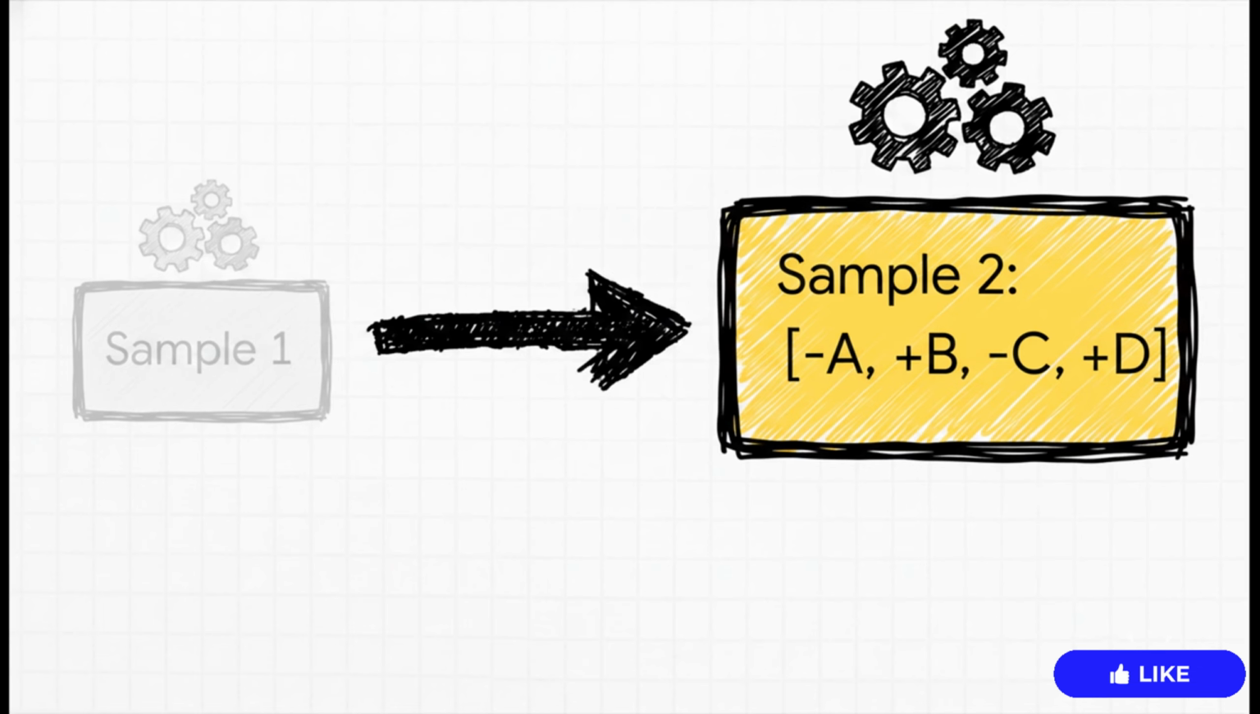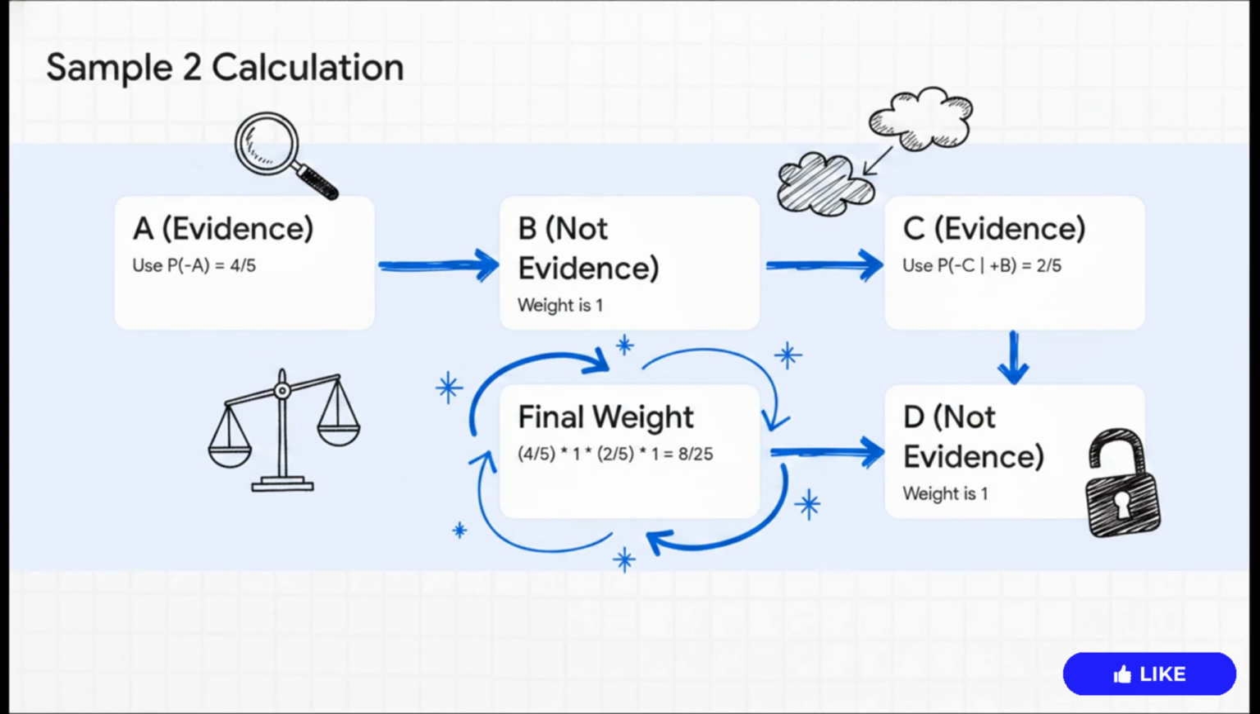Let's do the exact same thing now for sample 2, which is plus A, plus B, minus C, plus D. Okay, the logic is the same, but watch for the one small change here. For A, it's still evidence. It's negative A, so we use that same 4/5. B is still not evidence, so it gets a weight of 1.